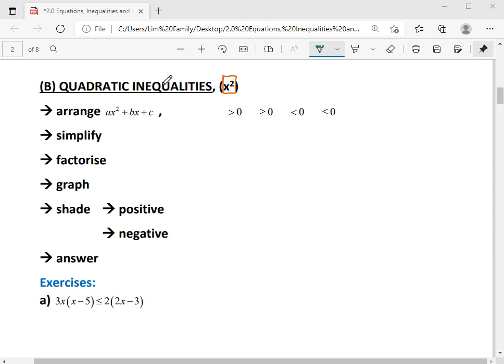So when you meet the quadratic inequalities, x squared, the first thing you must make sure is your left hand side is arranged in order, which is ax squared plus bx plus c, arranged in the general form of your quadratic. And then your right hand side, always bear in mind when you are doing these inequalities, your right hand side must be 0, so that we know later our answer will be found in the positive region.